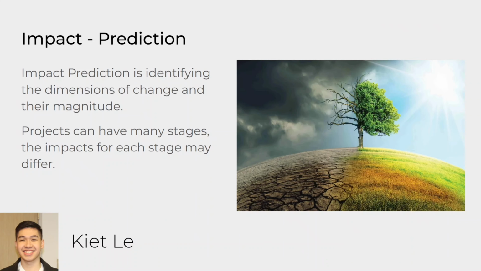So, starting with prediction. Impact prediction is identifying dimensions of change and their magnitude. Basically, trying to figure out what is going to be affected by this project. And you shouldn't forget that projects have many different stages. For example, in a construction job, you have the construction of the project, but also you have the operation of whatever you constructed.